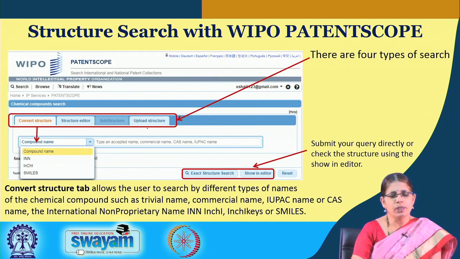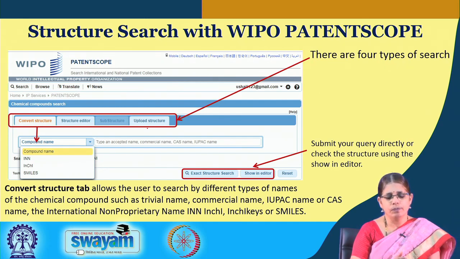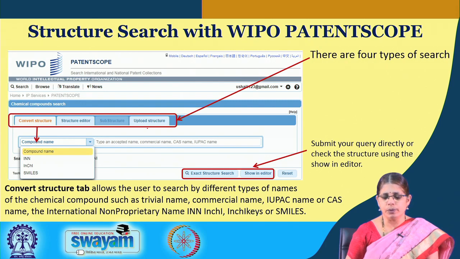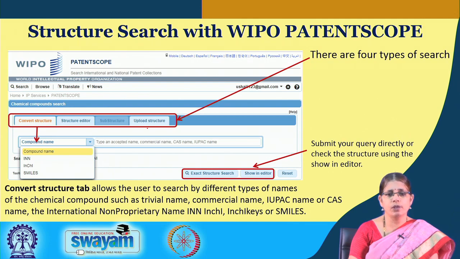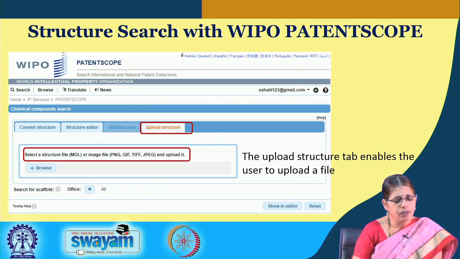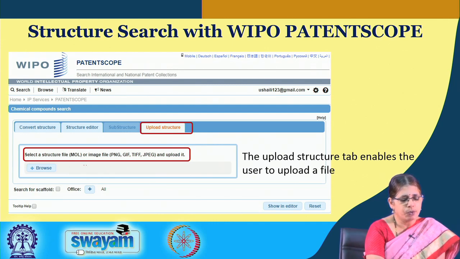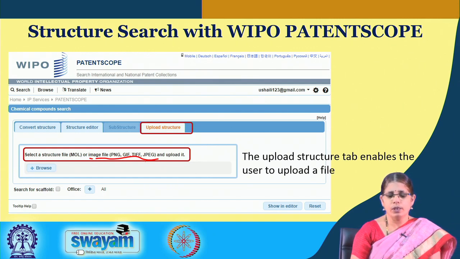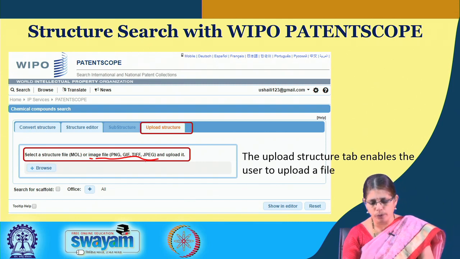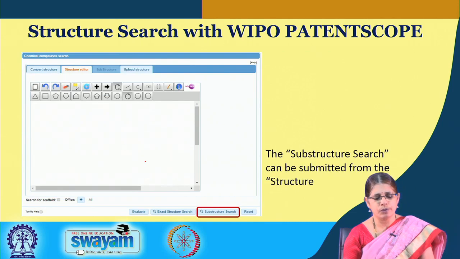You can actually submit the structure and then look for the compounds that are coming up in the different patents. The editor option is an important option because one can actually modify the structure using the editor option. So, these are the different ways in which one can actually select the structure file, either in a PNG, GIF, TIFF format or JPEG. So, one needs to actually look at it from this format. So, the user can upload the file and then conduct the search.